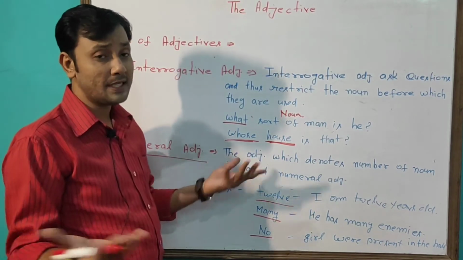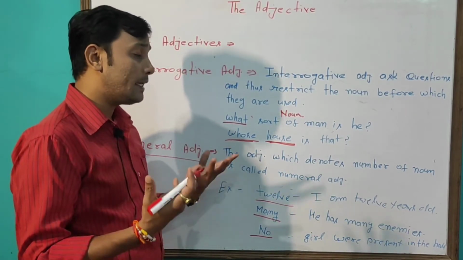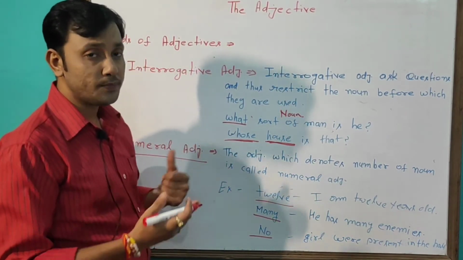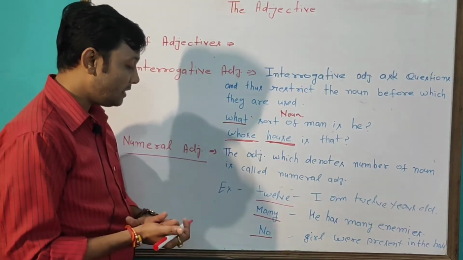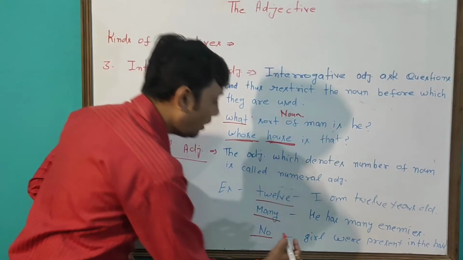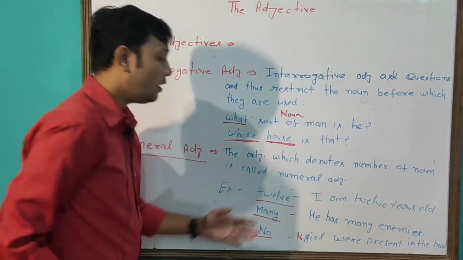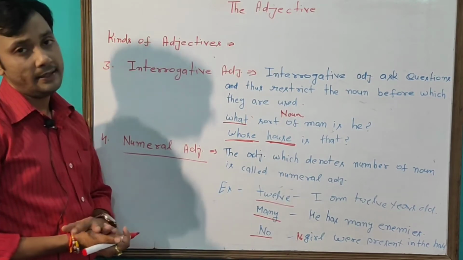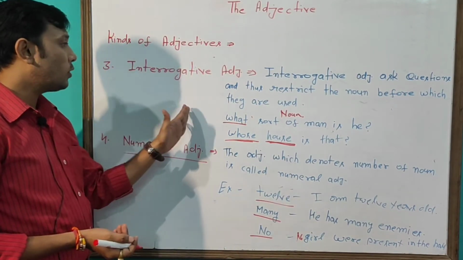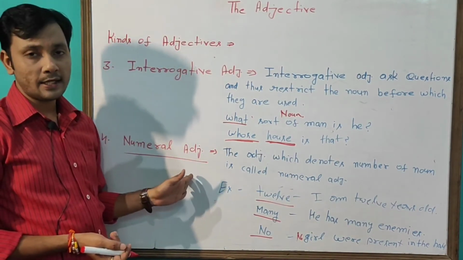Noun means a person, place, animal or thing. So they are telling about the number of the noun. Many: he has many enemies. No: no girl was present in the hall. So all these are examples of numeral adjectives. Clear? What is interrogative adjective and what is numeral adjective?